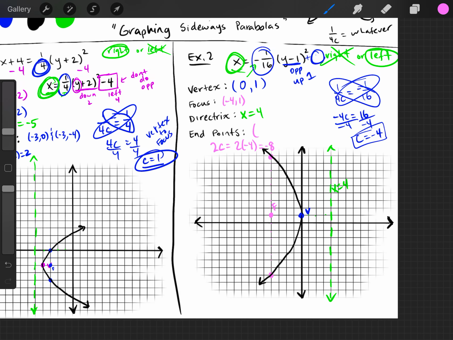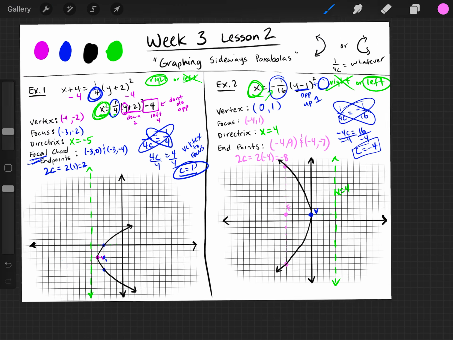The last thing, let's put those coordinate points for the endpoints. That's at -4, up 9, I would assume. 2, 3, 4, 5, 6, 7, 8, 9. Yep. And then the second one, same x value, -4, but now we're going down 1, 2, 3, 4, 5, 6, 7. -4, -7. Those would be your focal chord endpoints.